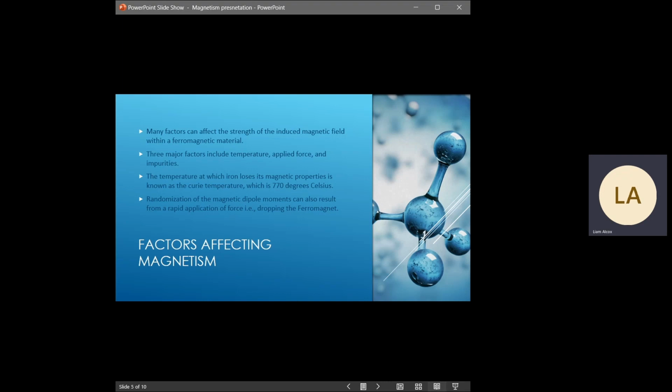The temperature at which iron loses its magnetic properties is known as the Curie temperature, which is 770 degrees Celsius. Randomization of the magnetic dipole moments can also result from a rapid application of force, i.e., dropping the ferromagnet. This can temporarily misalign the magnetic dipole moments, but the reapplication of an induced magnetic field will realign said moments. Ferromagnets also remain magnetic after application of an induced magnetic field. However, the magnitude is lower than if it was in the presence of an external magnetic field.